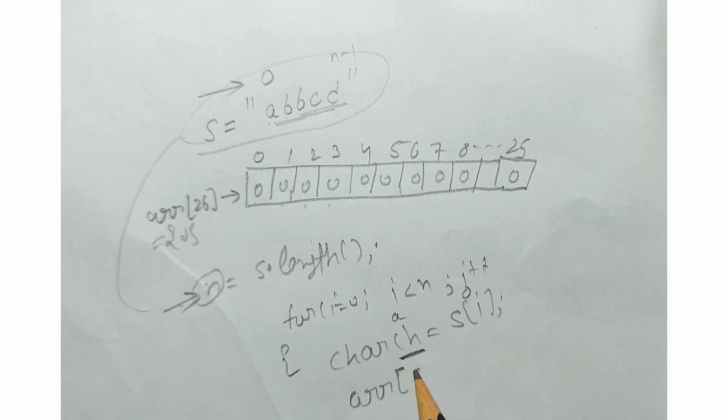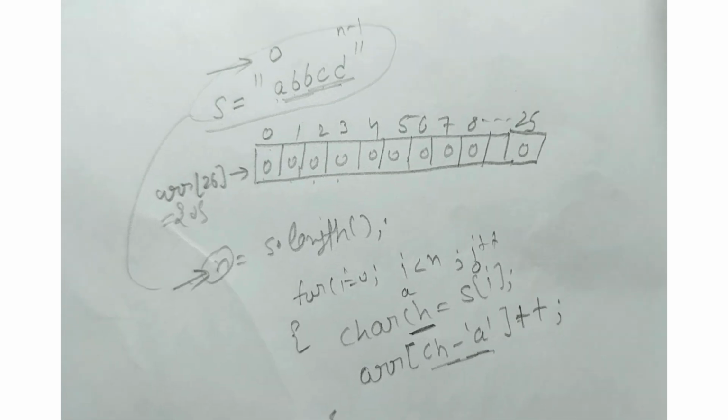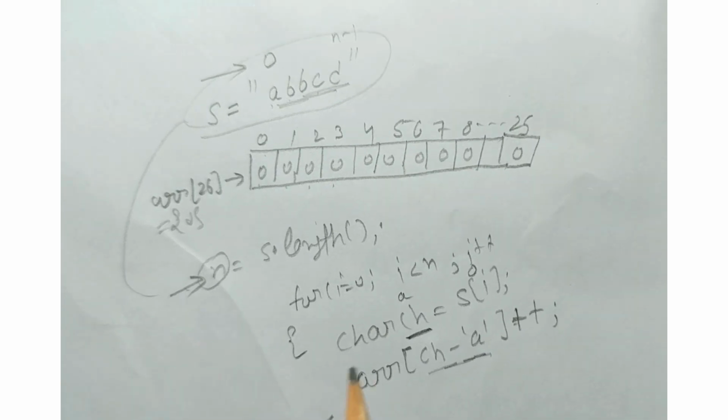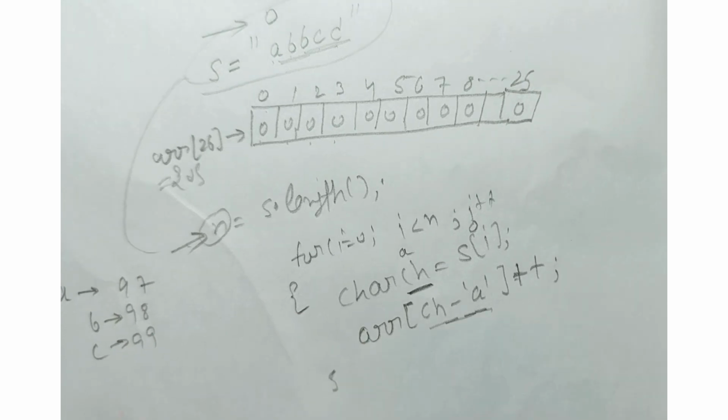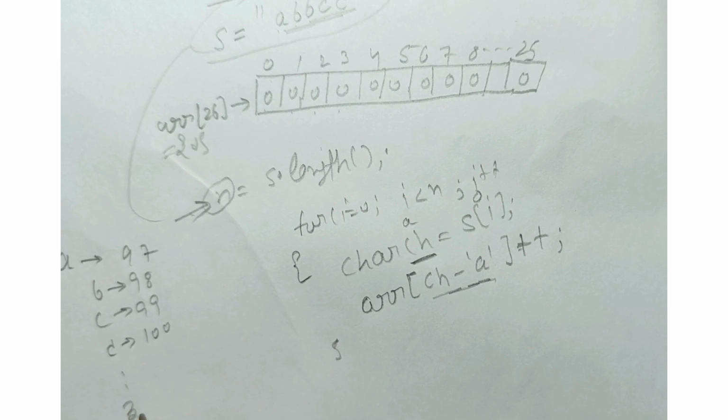So I write array of ch minus 'a' is incremented. Now why do I do ch minus 'a'? Because all of you know, for every character an ASCII code works in the background. Small a has ASCII code 97, small b has ASCII code 98, small c has ASCII code 99, small d has ASCII code 100, and so on. Small z has ASCII code 122.